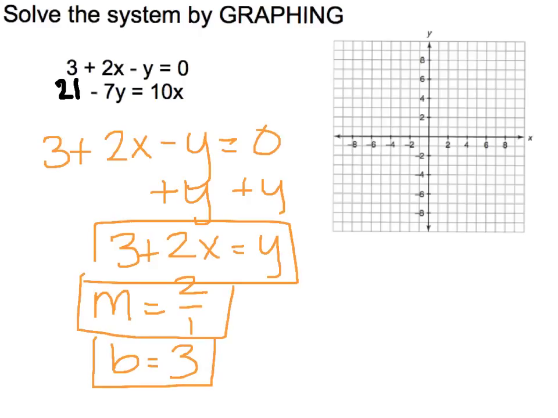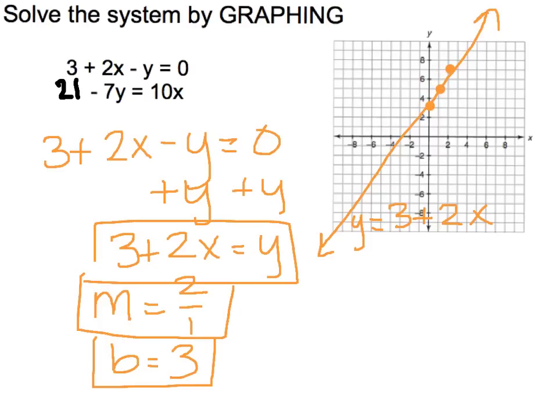Now go ahead, press pause on the video, and I want you to graph this equation on a sheet of graph paper. Hit play when you're ready to check your work. Once your equation is graphed, compare your graph to my graph. If you need to hit pause to make that comparison, go ahead and do that. Just want to point out here that the slope is 2 over 1, the y-intercept is 3. So I put a point at 3, then I went up 2 and over 1, up 2 and over 1.